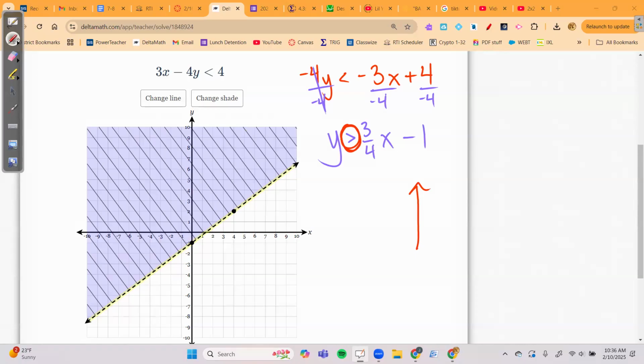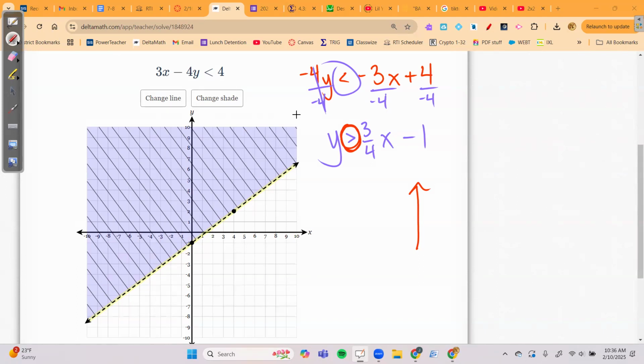Some people might go back to the beginning of the problem and say, but hold on, the original problem was a less than, so shouldn't we shade below? And the answer is no. If you're going to use the shortcut, you can only use it after you get y by itself. Why is this dangerous, though, to use the shortcut? Because we could have screwed it up.